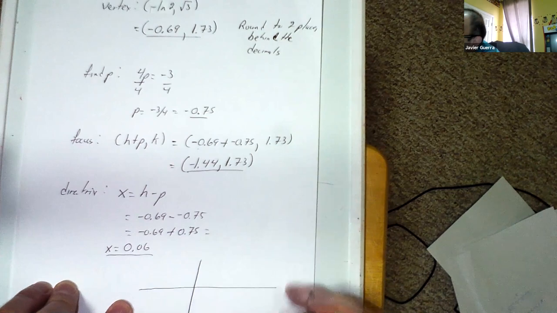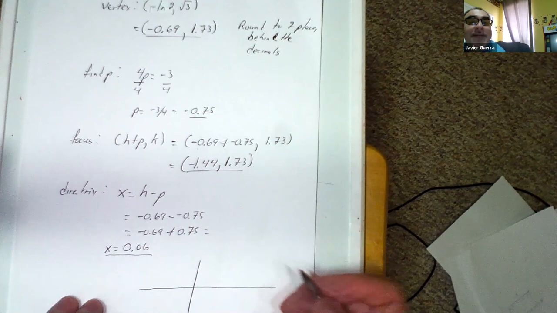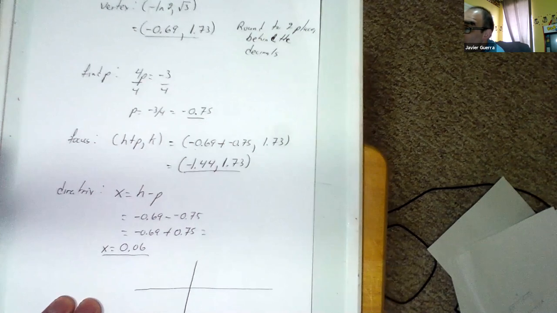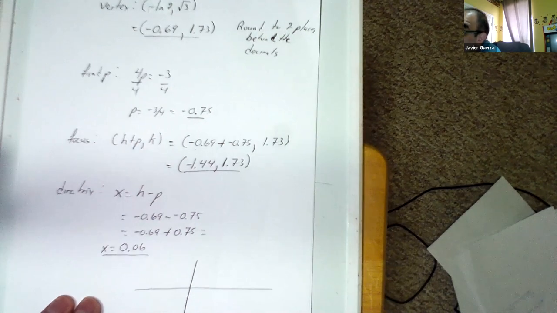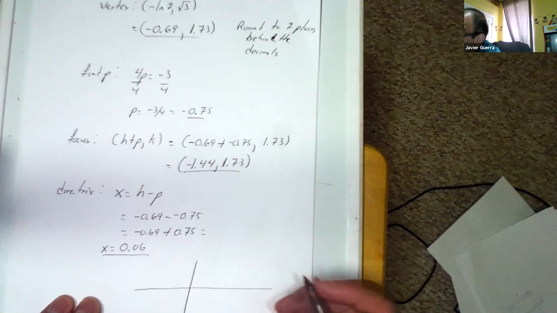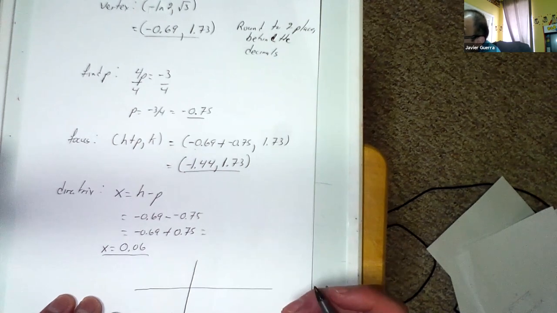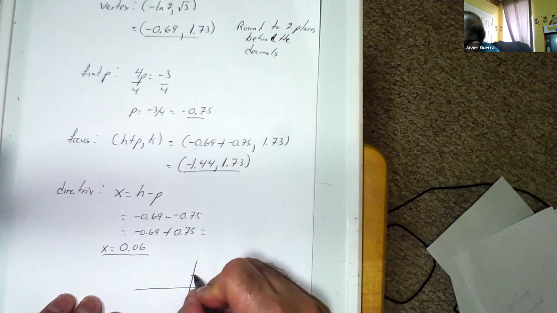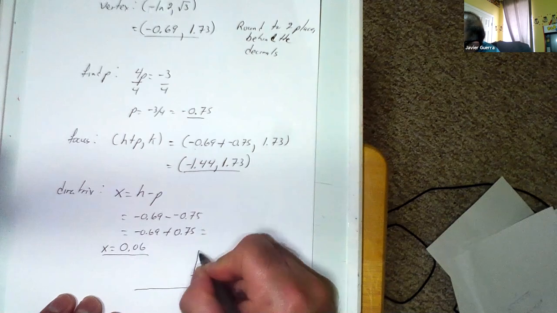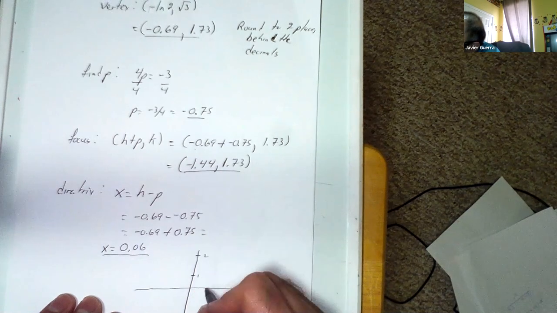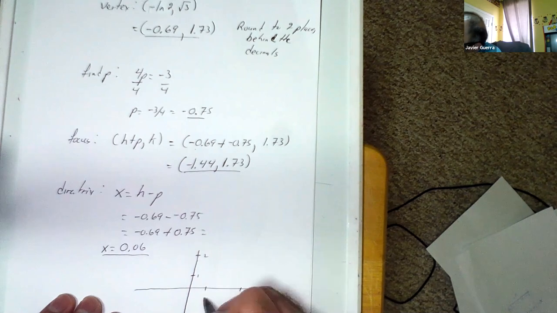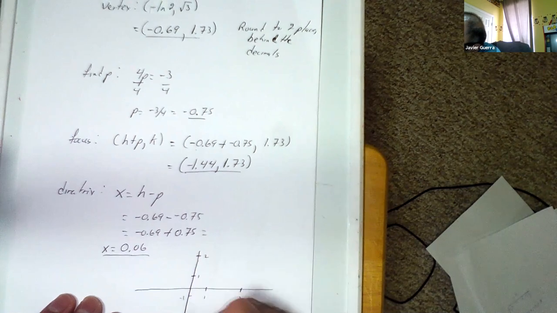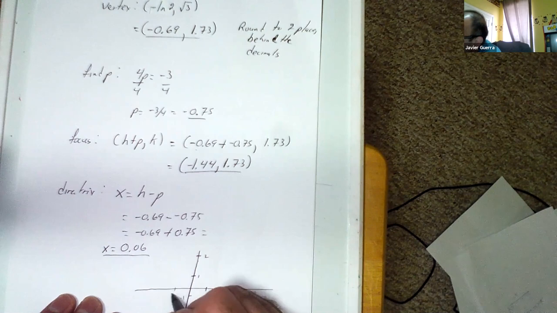Okay. All right. So I'm ready to graph. We're going to have to approximate these things because this is going to be kind of tough. I think the max is going to go up to 2.